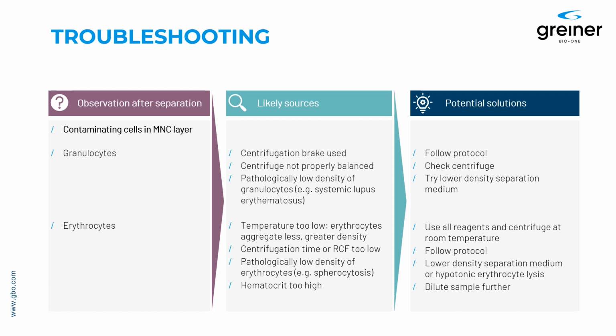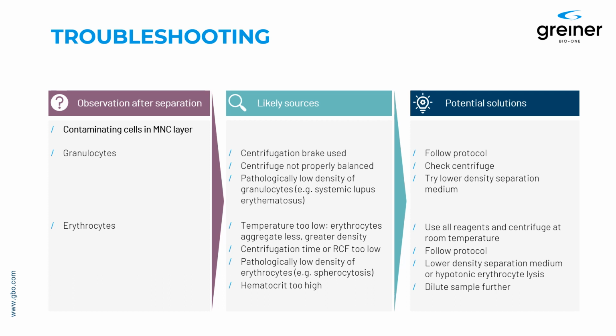Erythrocytes in the mononuclear cell layer can appear if the temperature is too low, which causes the erythrocytes to aggregate less and the medium to have a greater density. The centrifugation time or the gravitational force in the centrifuge could have been too low. The pathologically low density of erythrocytes could be the case, or the hematocrit of the blood sample was too high.